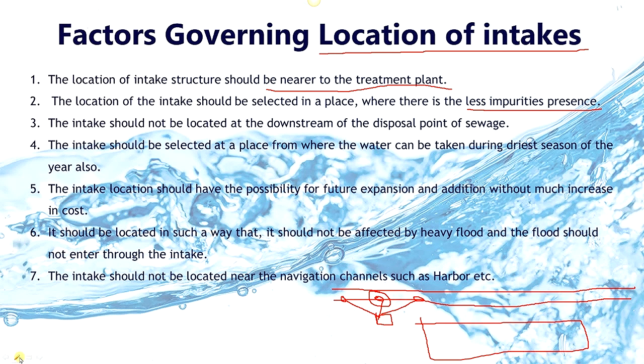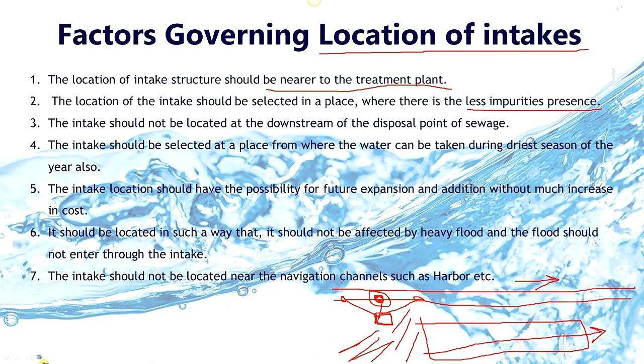If the water treatment plant was located here, then preferably our intake structure point will be nearer to this, somewhere here. Suppose this town has higher elevation at this side and towards this side lower level ground is there, and the river is also flowing in this direction, then preferably our water treatment plant will be at higher level ground, and according to this our intake structure point will be selected.